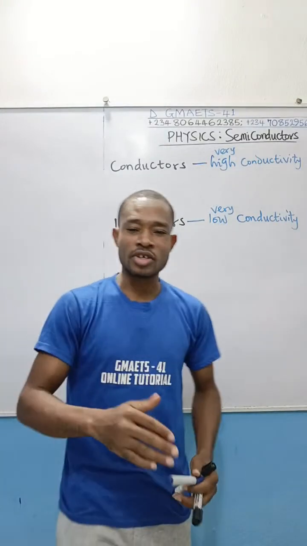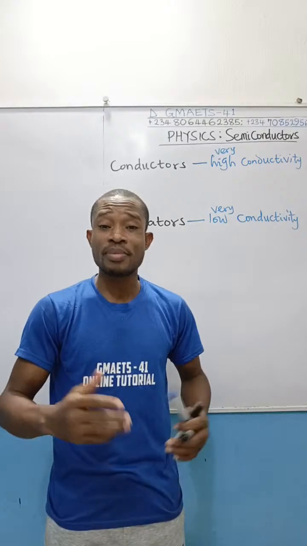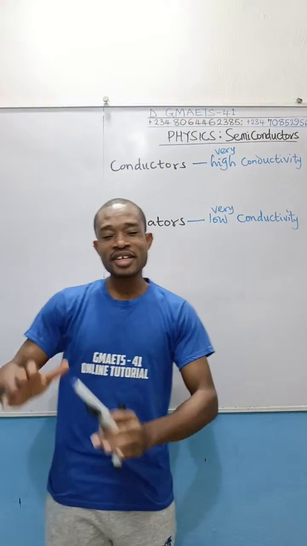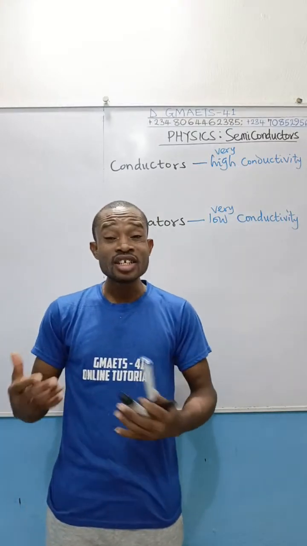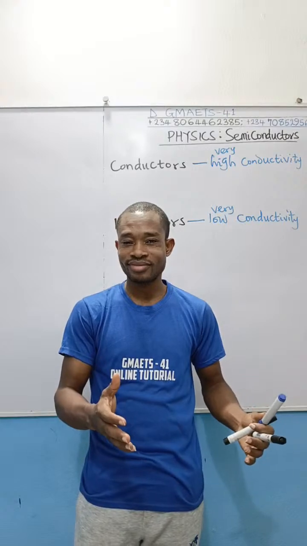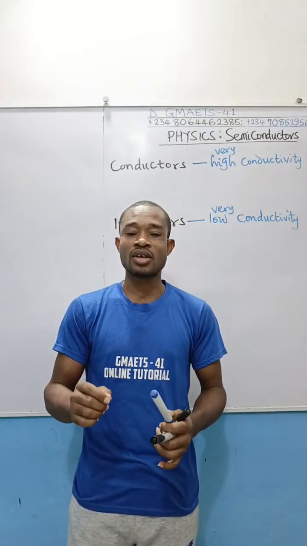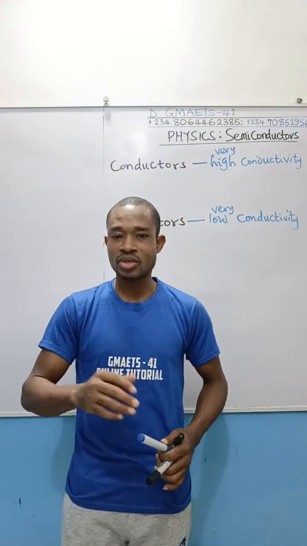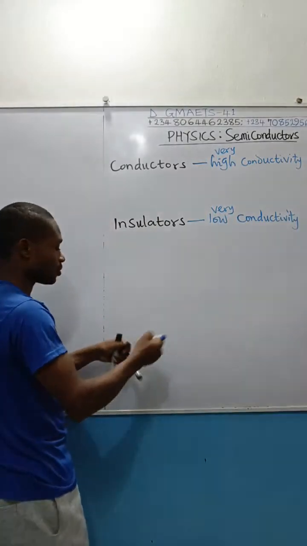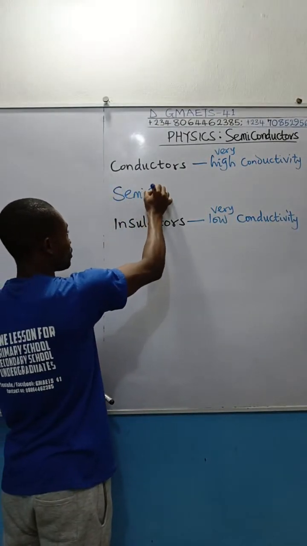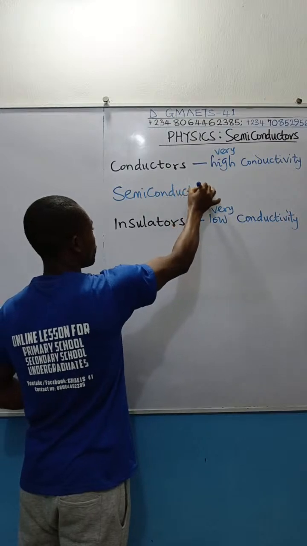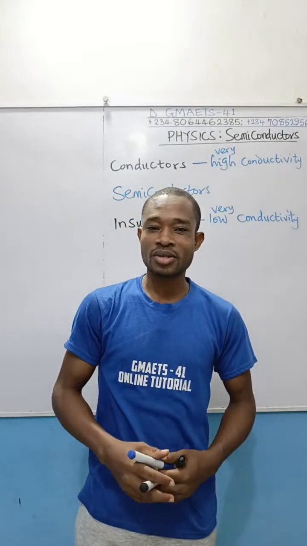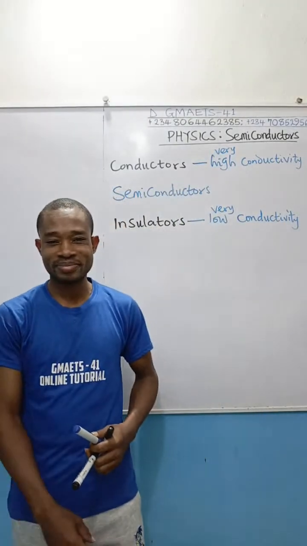Coming to semiconductors, there are certain conditions under which semiconductors will allow current to flow through them easily, and there are certain conditions under which semiconductors will not allow current to flow. That is why we say that semiconductors have conductivity value between conductors and what? Insulators. So their conductivity value is between that of conductors and that of insulators.